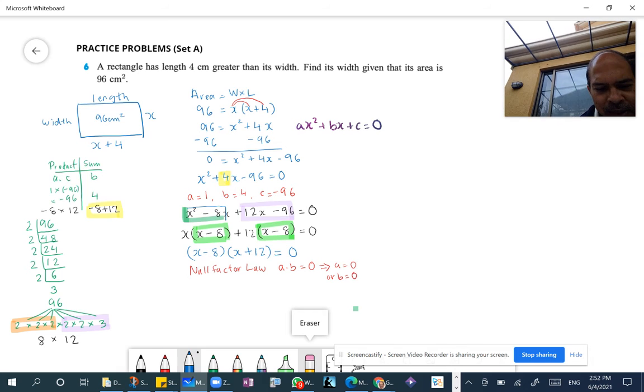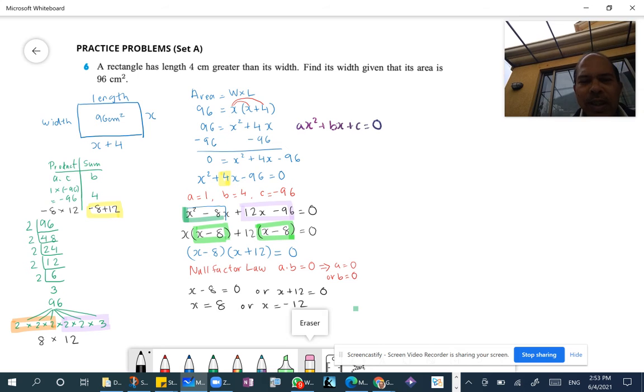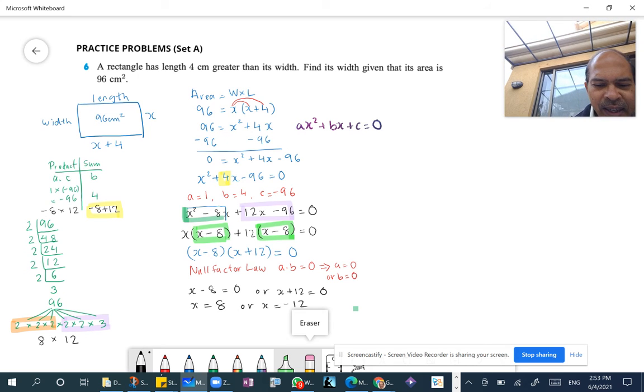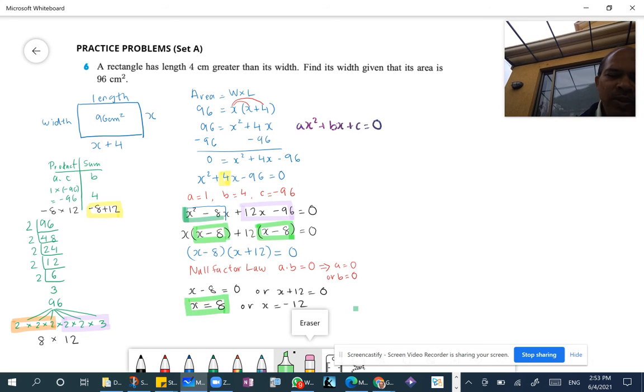So in our example, it's easy to see that x minus 8, the first term, should be equal to 0, or x plus 12, the second term, is 0. This is very easy to solve. So x will be equal to 8, or x will be equal to minus 12. So we've actually solved the equation. Now, because the length cannot be negative, we need to choose the appropriate quantity. And so the value of x is 8.